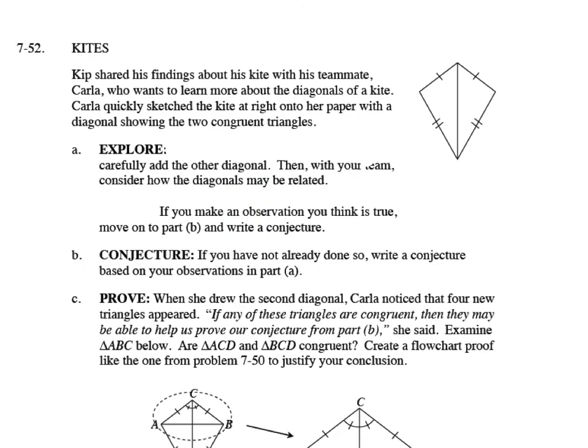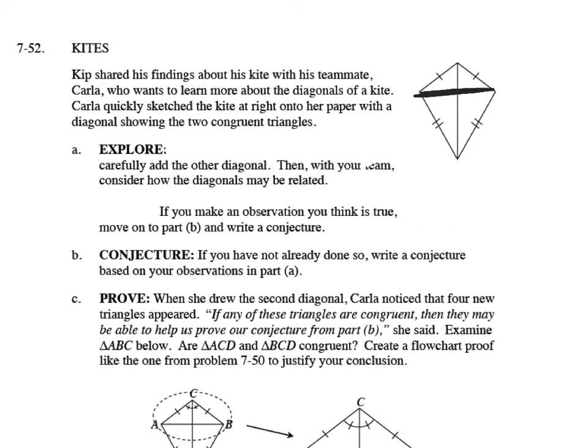And we're going to do one more investigation on a kite here. Kip shared his findings about his kite with his teammate Carla, who wants to learn more about the diagonals. So she quickly sketched this one, and we're going to add on it here. We're going to add the other diagonal of this shape.